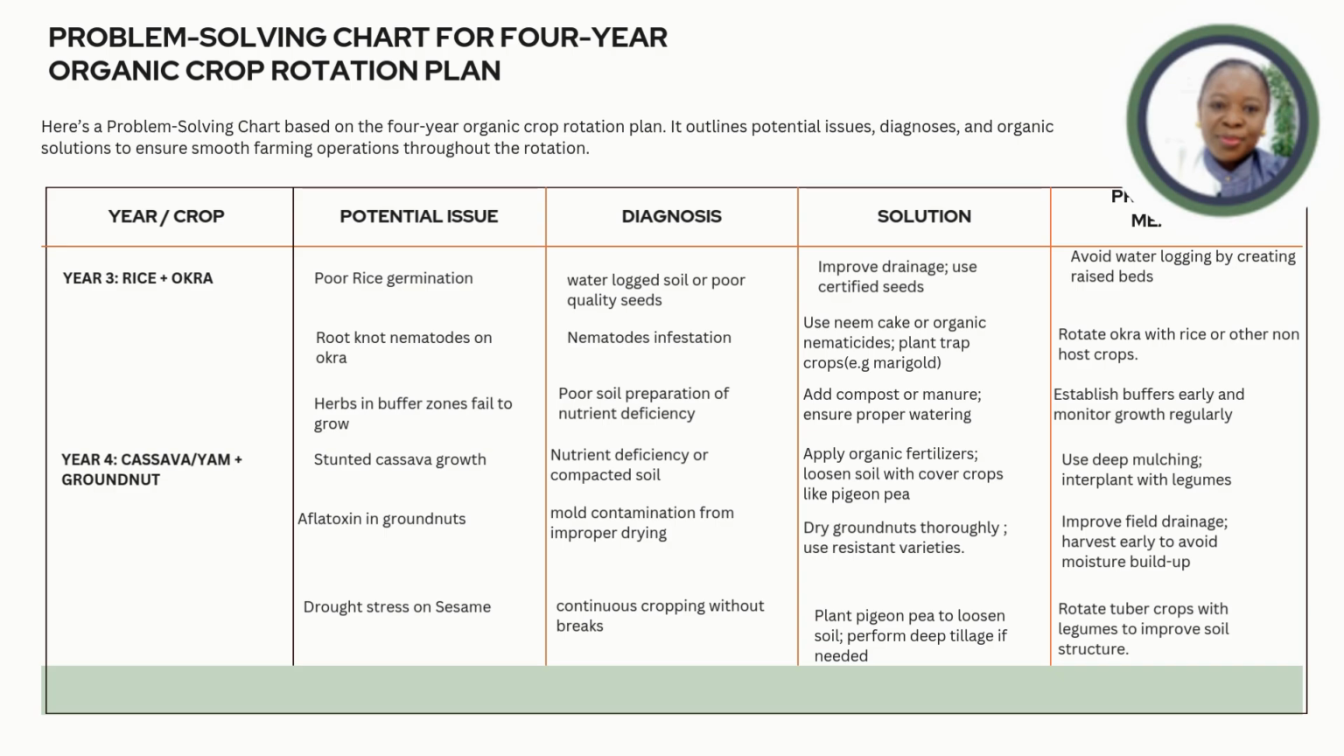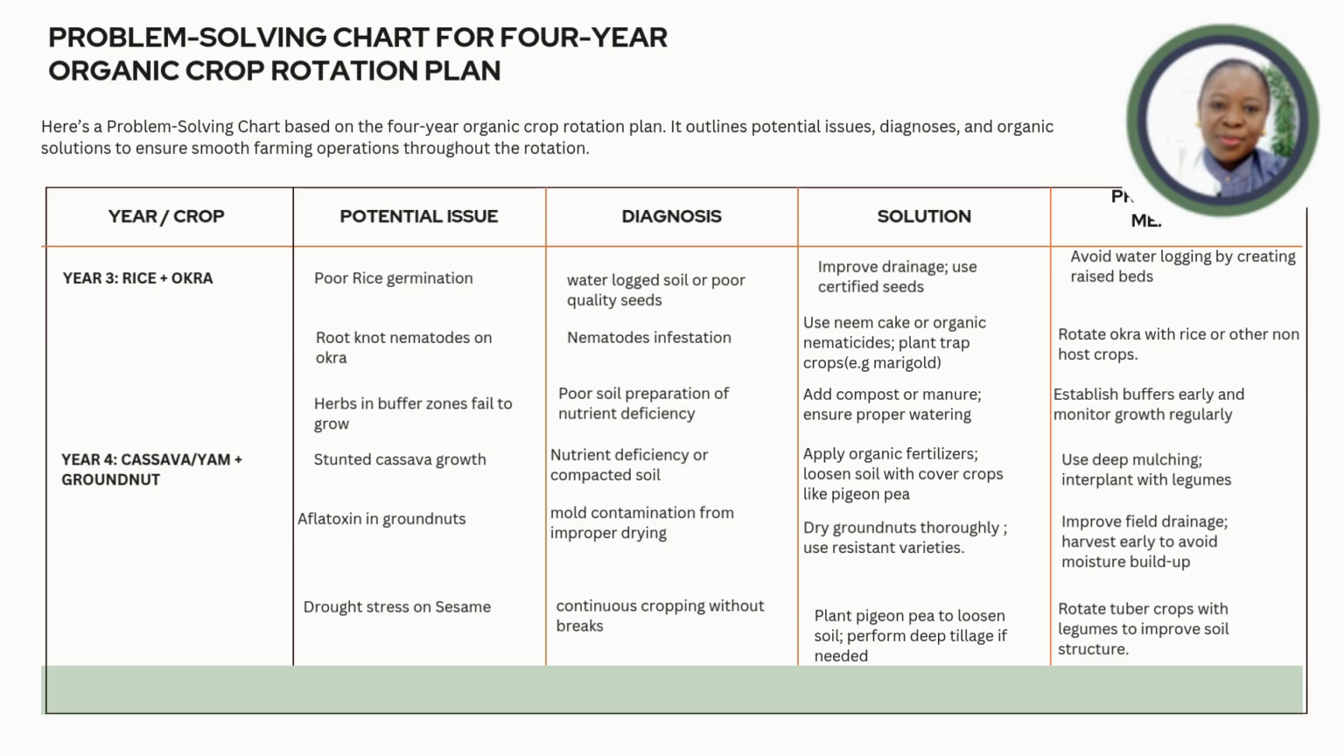Potential issue three, year three: herbs in buffer zones fail to grow. Diagnosis: poor soil preparation or nutrient deficiency. Solution: add compost or manure and ensure proper watering. Preventative measures: establish buffers early and monitor growth regularly.